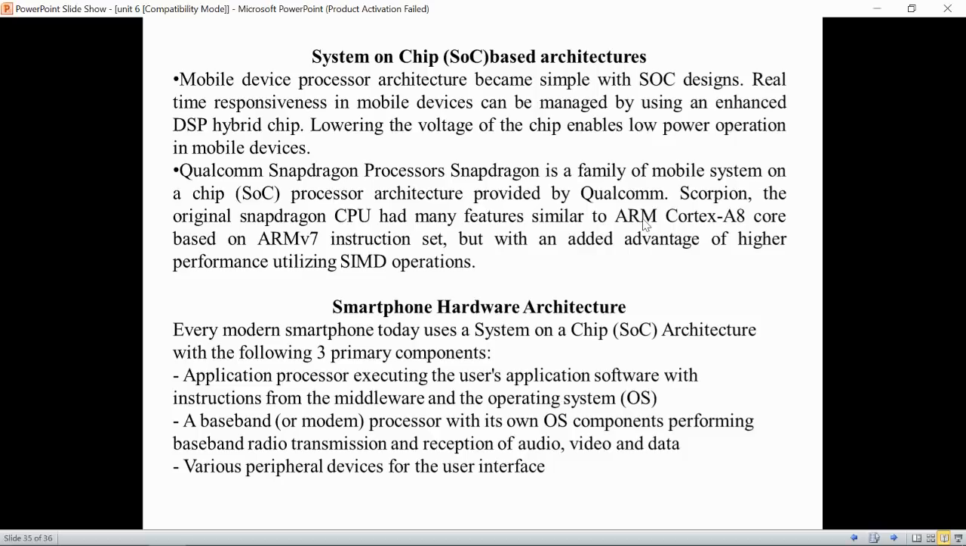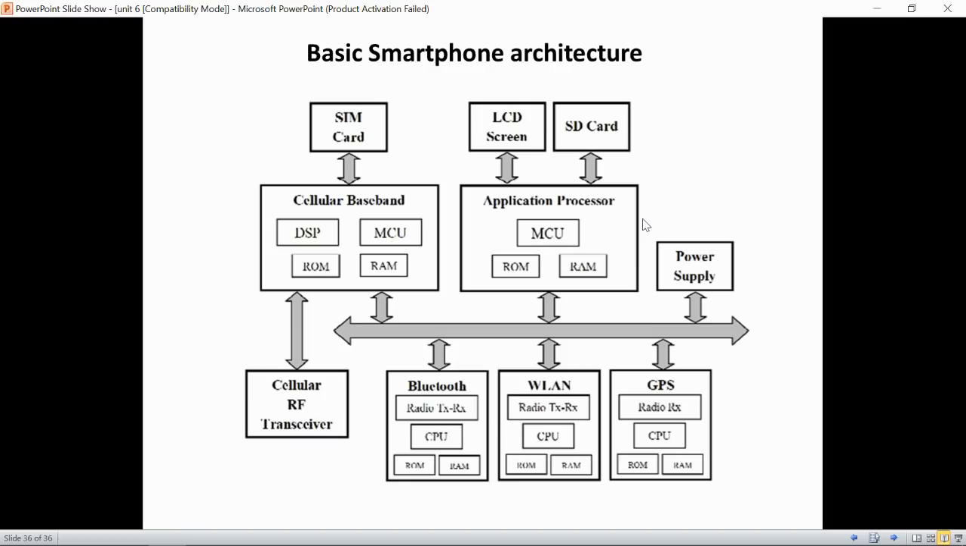So the application processor executes user application software instructions from middleware and the operating system. A baseband processor with its own OS components performs radio transmission and reception of audio, video, and data, along with various peripherals on the device. So everything is done on a single chip. These are just a few of the tasks, and there are a number of others. So this is just a simple architecture of a basic smartphone.